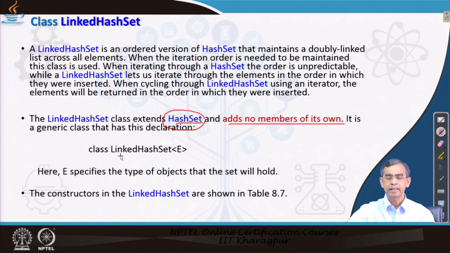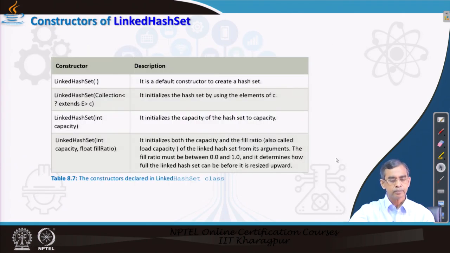Like hash set, linked hash set also stores generic type of data. That means it is a template, it can store any type of objects that you want to store. Now, in addition to the same methods as hash set, it also includes some constructors of its own. The constructors which are there in the linked hash set are tabulated here, listed in this table.